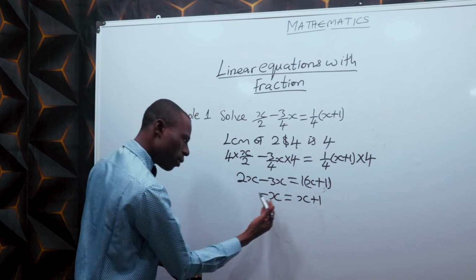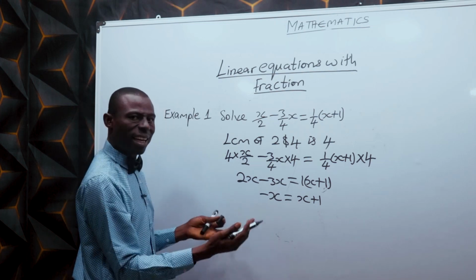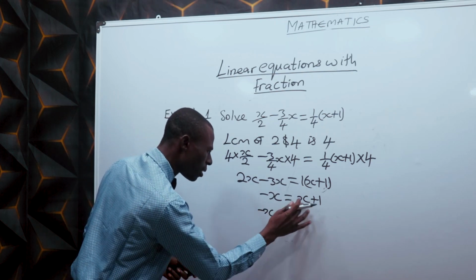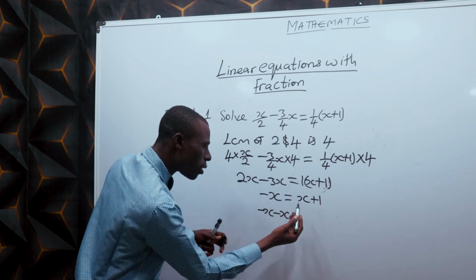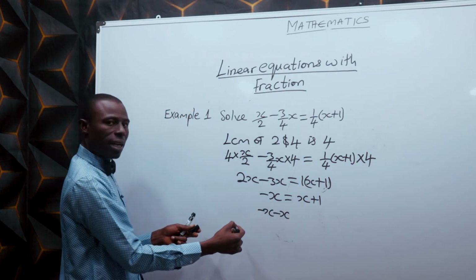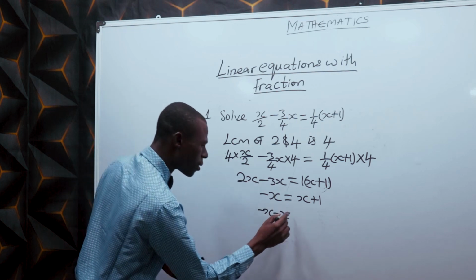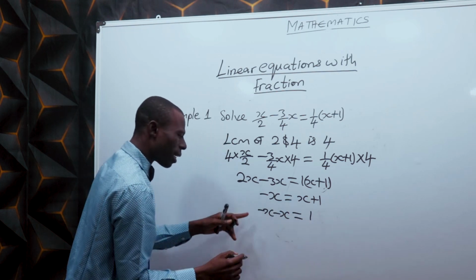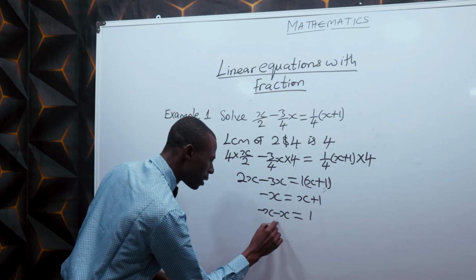Bring the positive x to this side to meet its like. So negative x, negative x. When you take this positive x to the other side here, it turns to negative x, which is equal to 1. Negative x gives negative 2x.